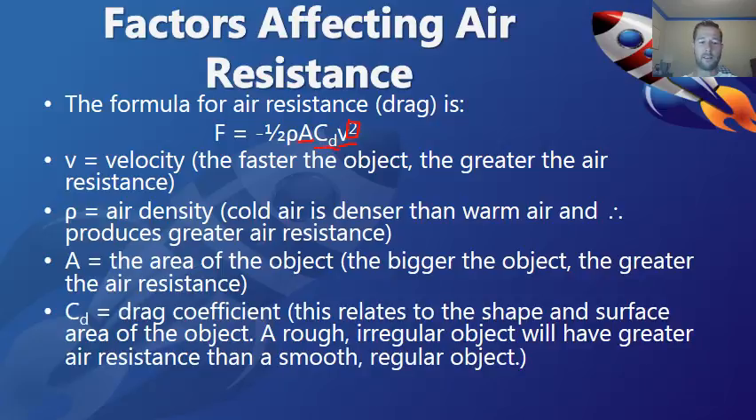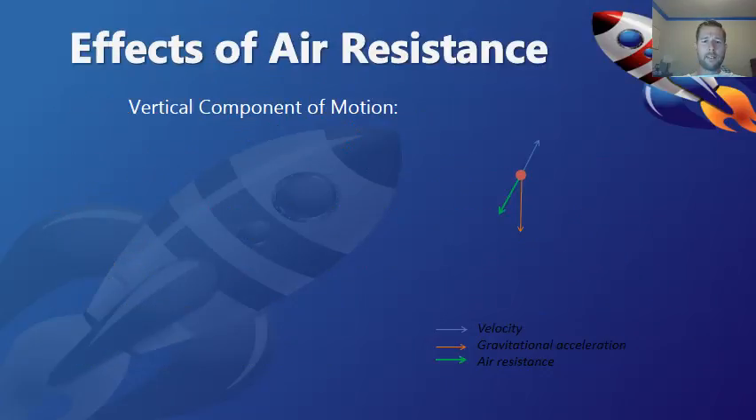The factor of CD is the drag coefficient, and this relates a lot to the shape and surface area of the object. So a rough, irregular object will have greater air resistance than a smooth, regular object. We don't need to go into detail about this, but you'll just have to mention it if it was raised in a question. So what effect does air resistance actually have on the projectile motion path?